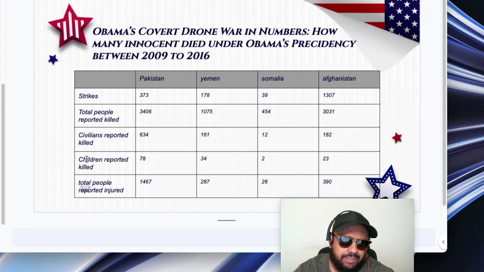And civilians reported killed: 634 in Pakistan, 161 in Yemen, 12 in Somalia, and 182 in Afghanistan. The point I'm trying to make is, even though the targets were terrorist groups in these areas, most of the people who died were civilians who had nothing to do with war, politics, or anything like that.